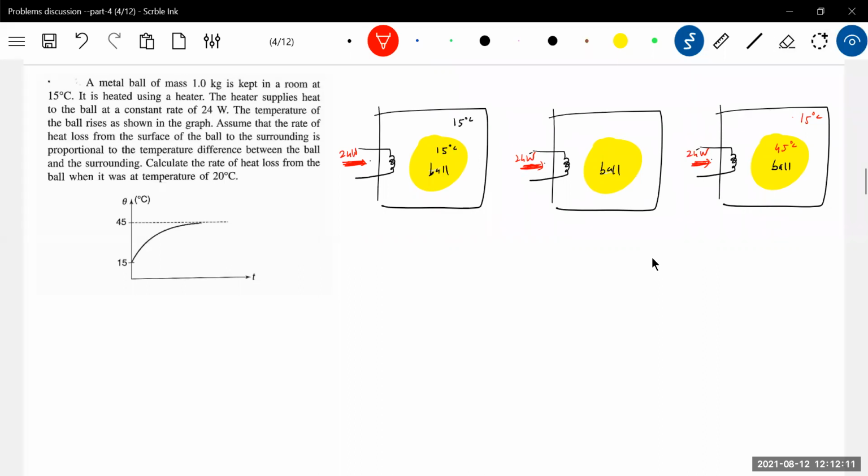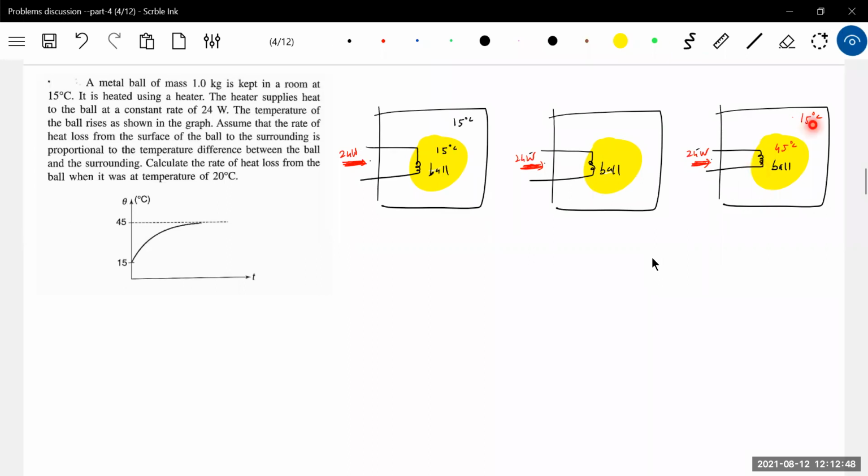What will this ball do? It will absorb heat from the surroundings and also start radiating. Now what actually happens here? It will radiate, and it will absorb from the room as well as from the heater. The heater heat has to go into the ball, no? We are heating the ball, not the room.